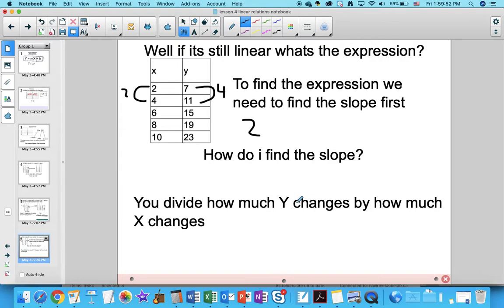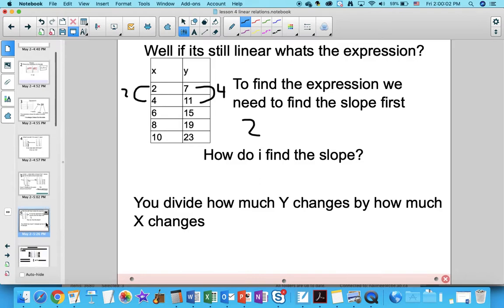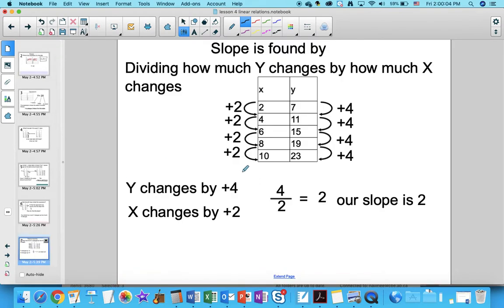Right? So divide how much the y changes by, 7 to 11, went up by 4, divided by how much the x changes by, 2. And so I find a slope of 2. Right here, right? Changing by 4, changing by 2. The y changes by 4. Divide that by the x changing by 2. You get 4 over 2 is 2.